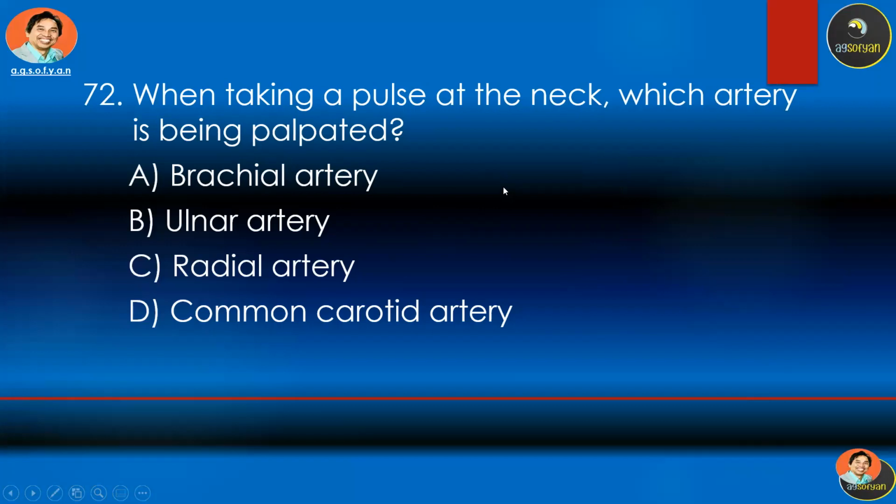When taking a pulse rate at the neck, which artery is being palpated? A, B, C, or D? Okay, just remember from the arch of the aorta, the artery going up to the brain, the one that carries blood to the brain is called the common carotid artery. Okay, it is located on our neck. So it's going to be the common carotid artery.